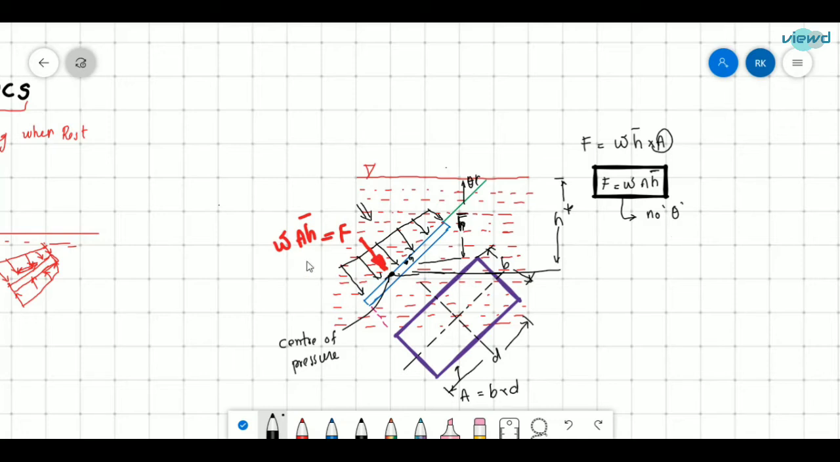And what else? So now, what is this center of pressure? Center of pressure is given by a formula: h star equals h bar plus I_Gx by A h bar into sine square theta. And what is this I_Gx? That is the moment of inertia about the x-axis.